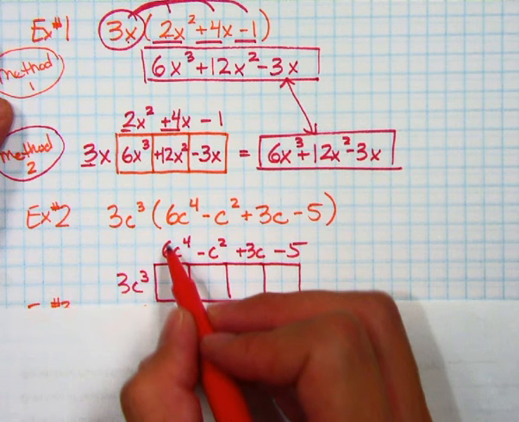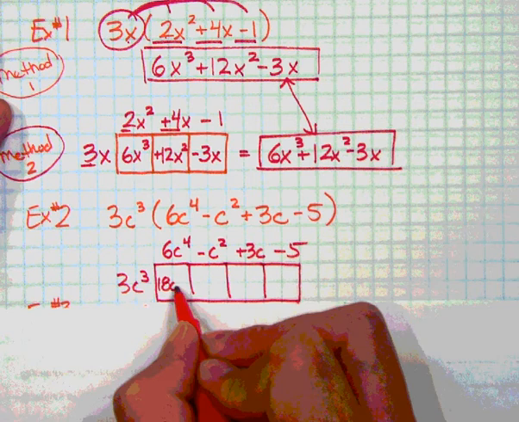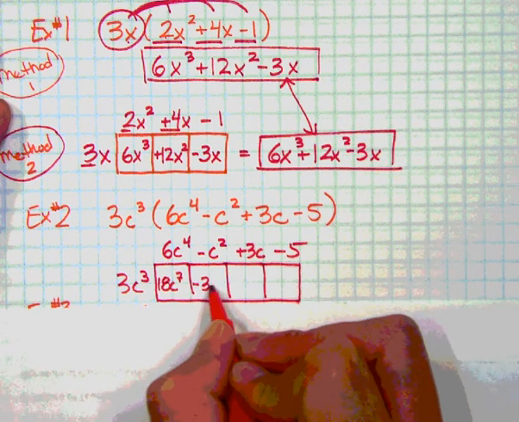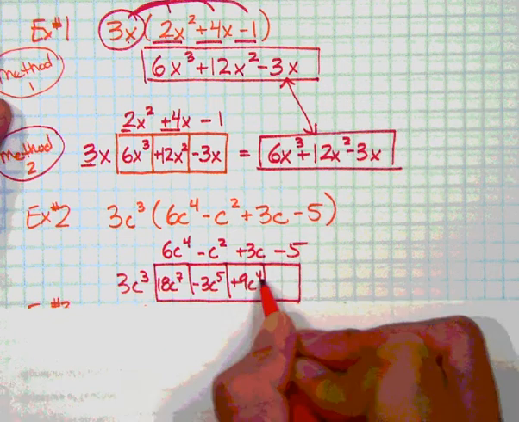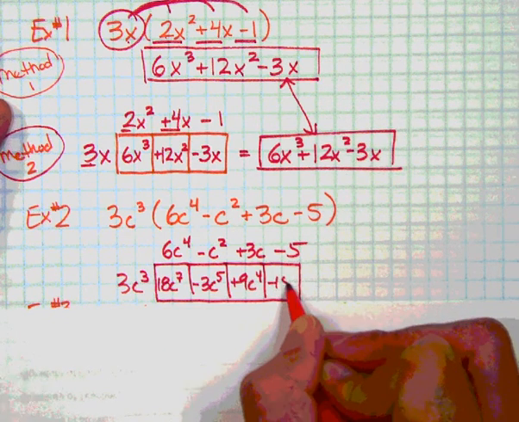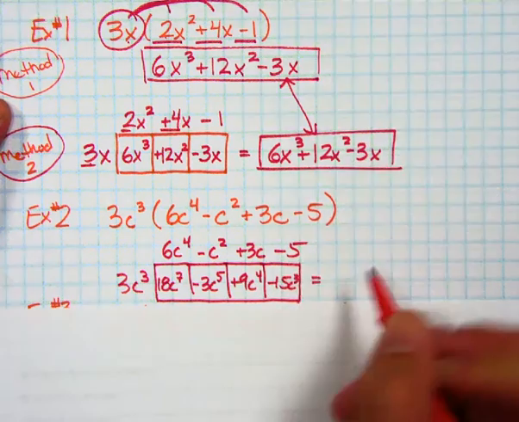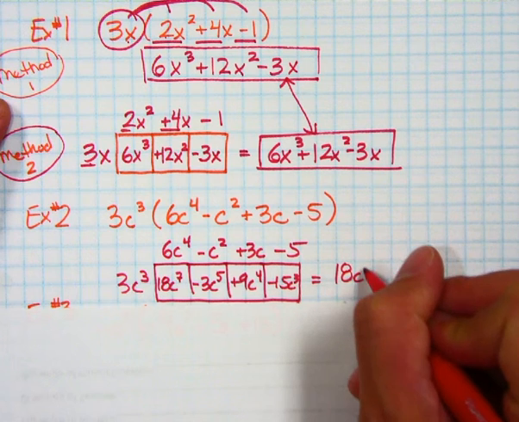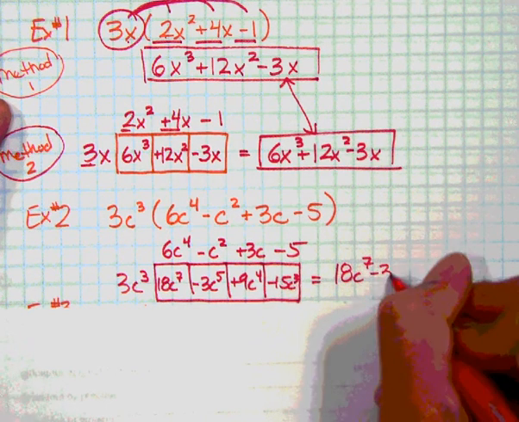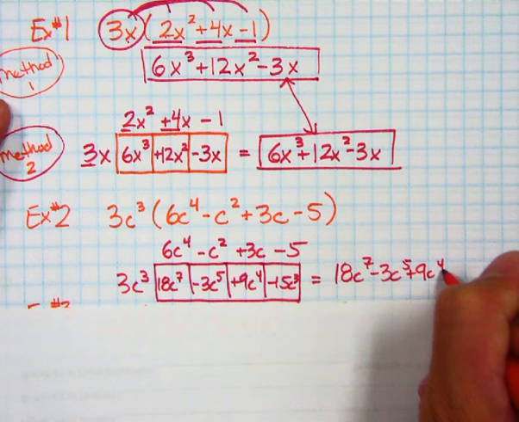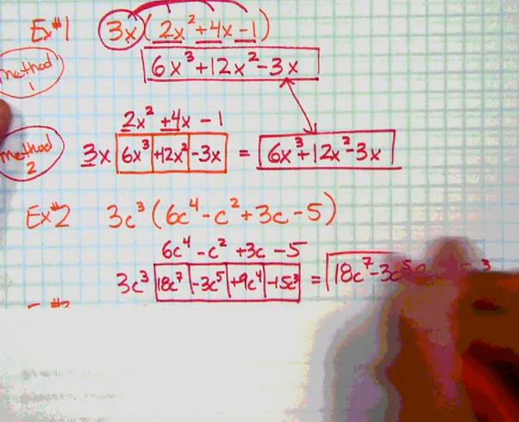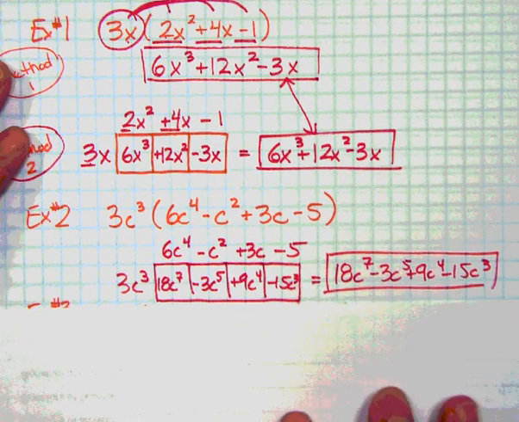So one at a time, I get 18c to the 7th, negative 3c to the 5th. That times that is positive 9c to the 4th. And last but not least, negative 15c to the 3rd. So if I pull that out, that's my final answer. 18c to the 7th minus 3c to the 5th plus 9c to the 4th minus 15c cubed. Keeps things nice and organized for me, and I can see what's going on.